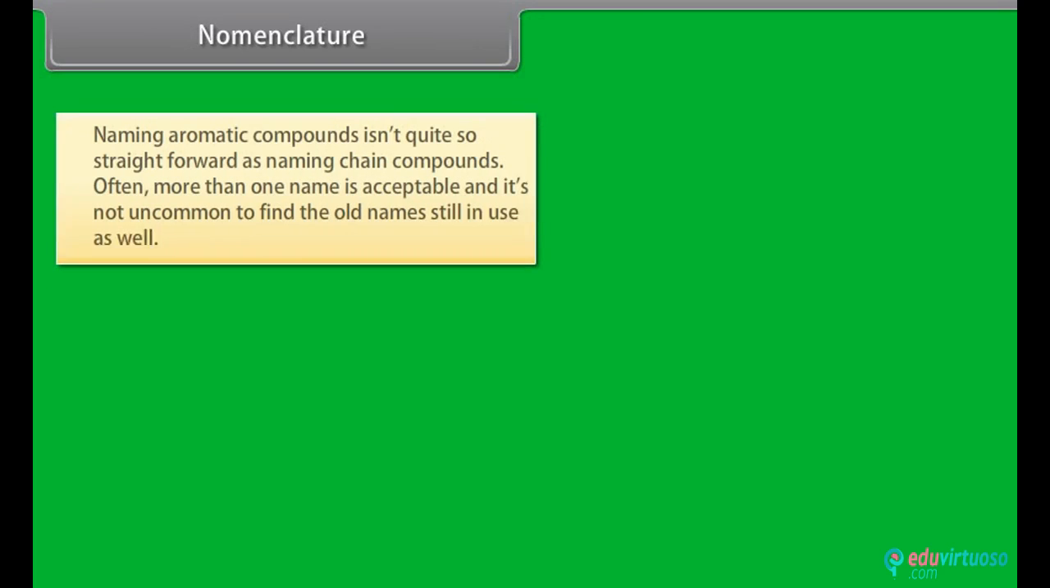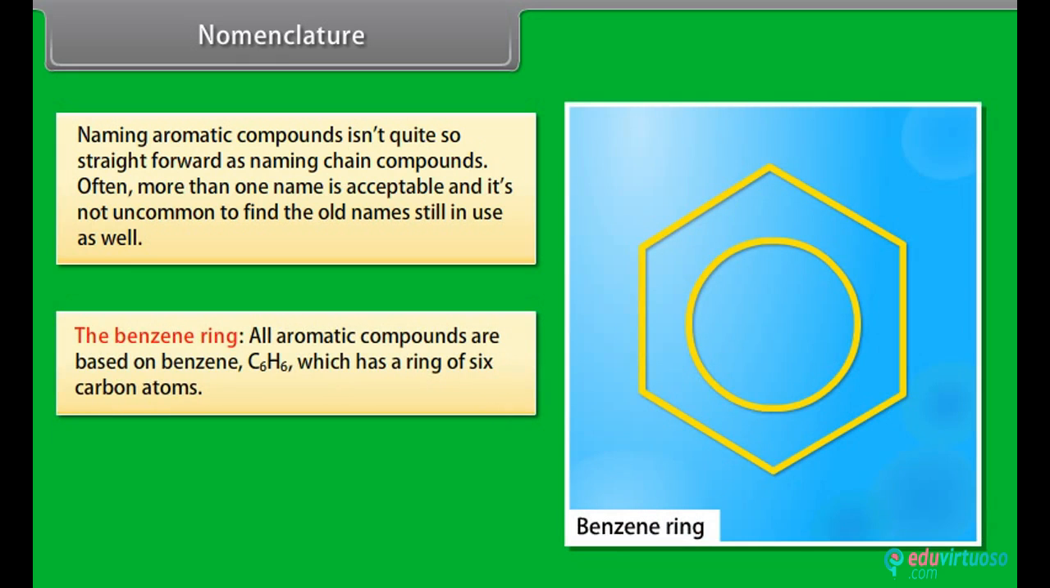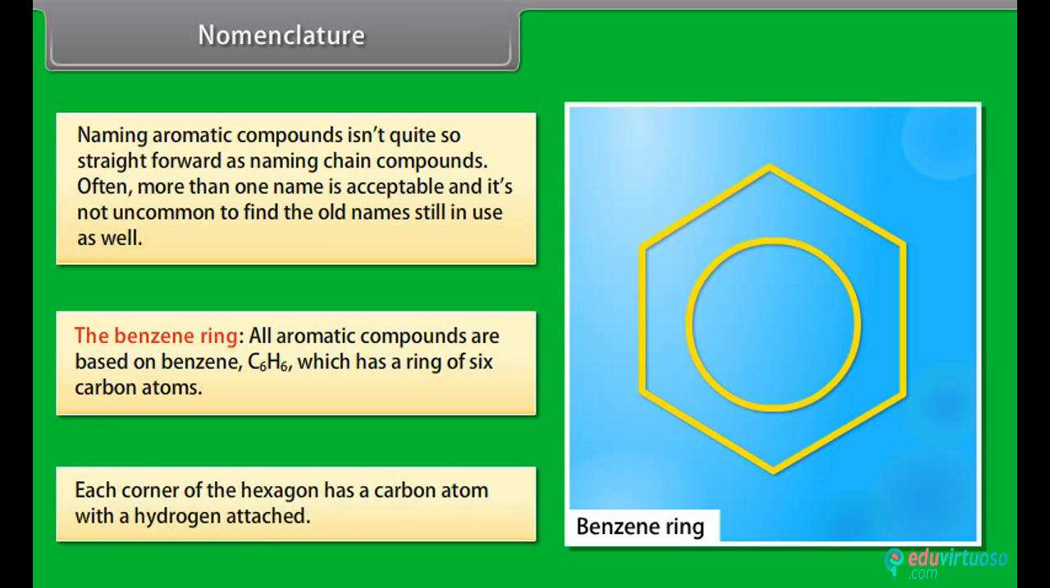Nomenclature. Naming aromatic compounds isn't quite so straightforward as naming chain compounds. Often more than one name is acceptable, and it's not uncommon to find the old names still in use as well. The benzene ring. All aromatic compounds are based on benzene, C6H6, which has a ring of 6 carbon atoms and has this symbol. Each corner of the hexagon has a carbon atom with a hydrogen attached.